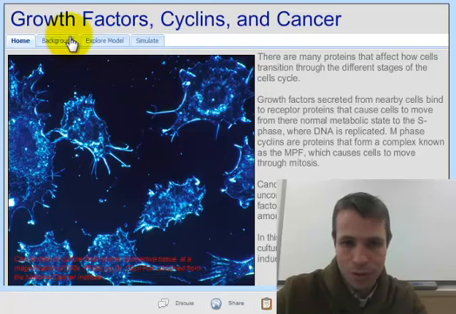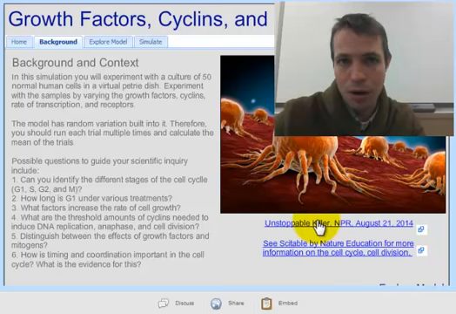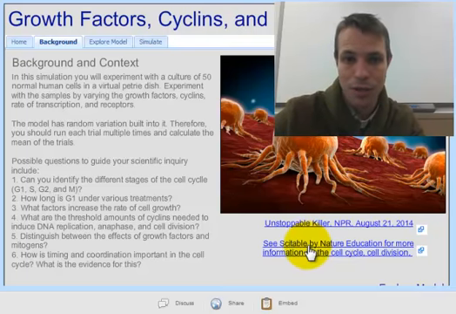So to scroll to the different sections, it starts off at the home page. You can just click to go to background information, and I've included in here a nice NPR article on cancer research. And Scitable by Nature Education has some good background reading information on the cell cycle.